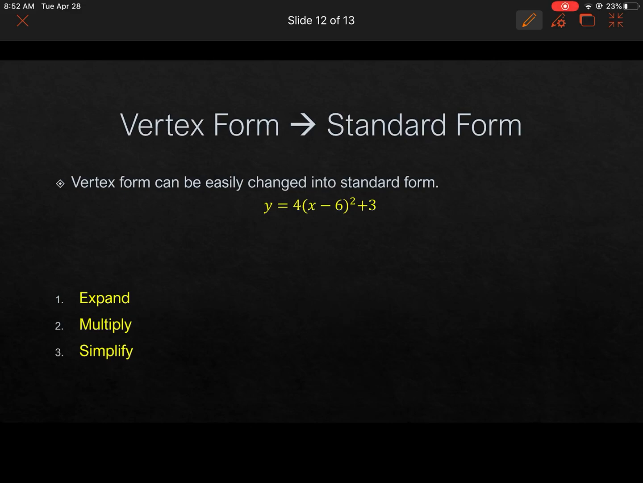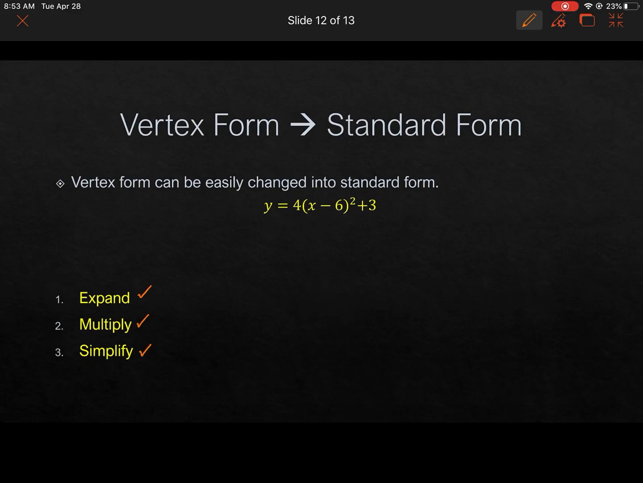All right, the other thing we're going to have to do in this lesson is convert from vertex form into standard form. And this is going to help us build our functions from a scenario, which is kind of where we're headed with this. So if I gave you this particular equation, y equals 4 times x minus 6 squared plus 3, and I asked you to put it into standard form, because currently it's in vertex form, you're going to follow these steps. You're going to expand it, you're going to multiply it, and then you're going to simplify it.